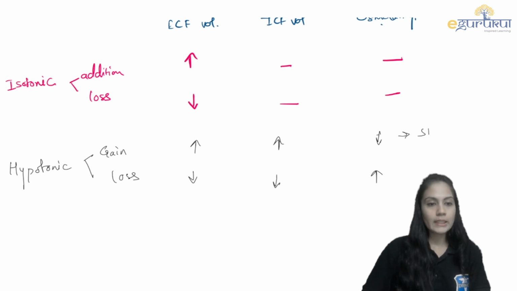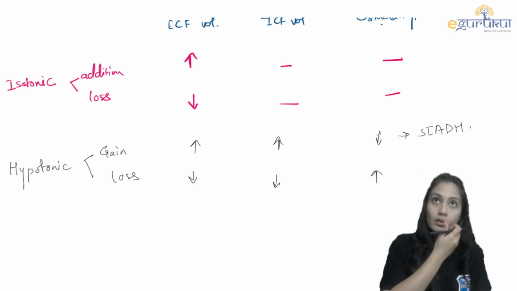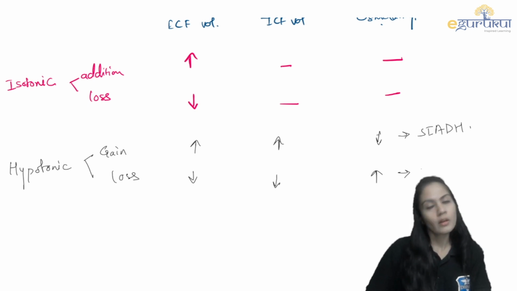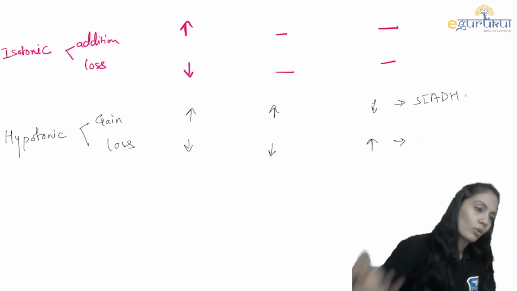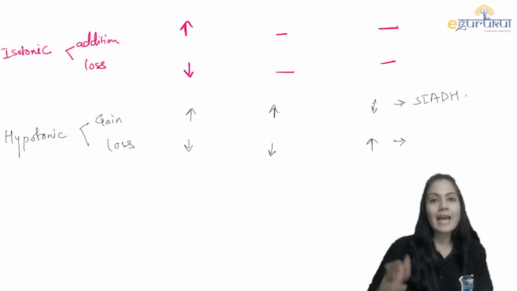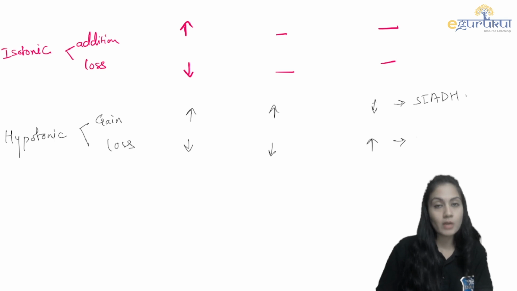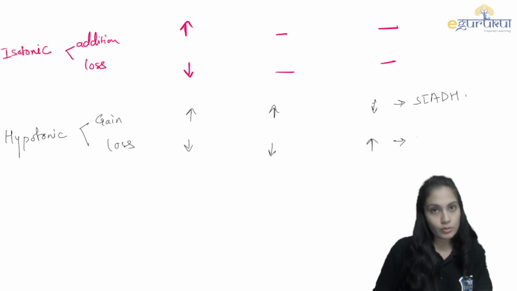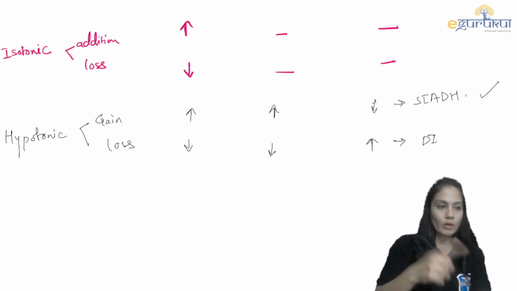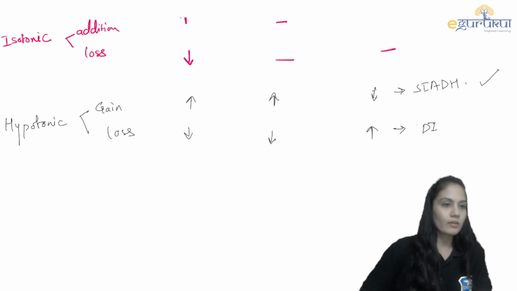We just now saw conditions such as SIADH, or drinking tap water. There is one question that was asked in AIIMS two years before: a marathon runner, after the marathon he drank a lot of water without any salt. So electrolyte changes. Tap water is not going to contain much electrolyte, and distilled water is also not going to contain any minerals. So that's why this change is going to happen. Drinking tap water also comes under the gain of the hypotonic solution.